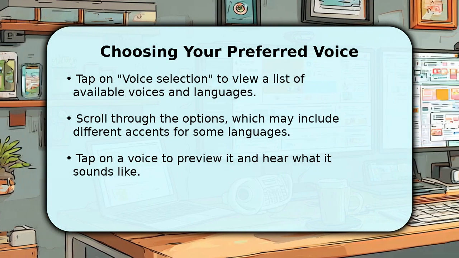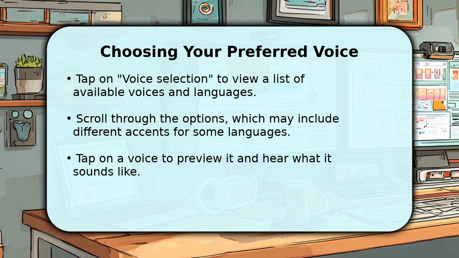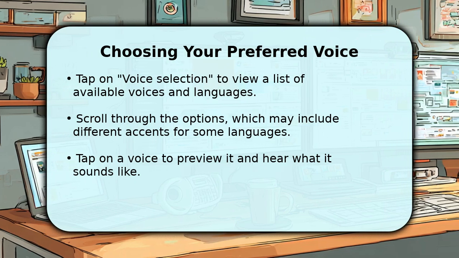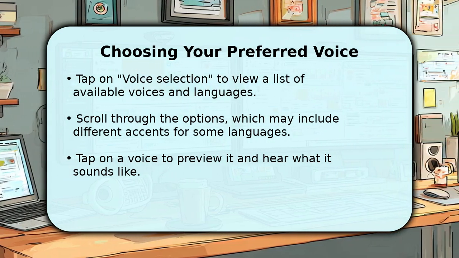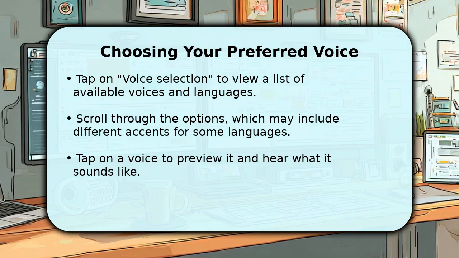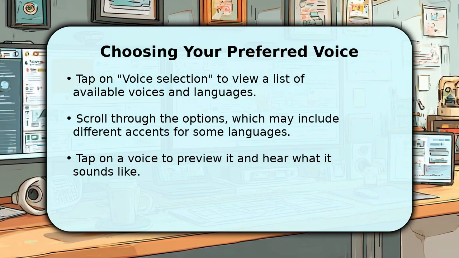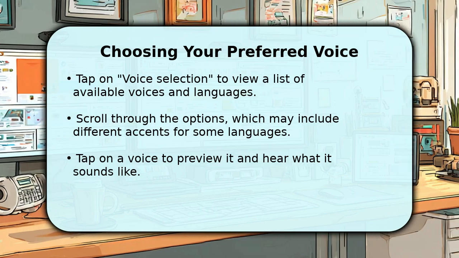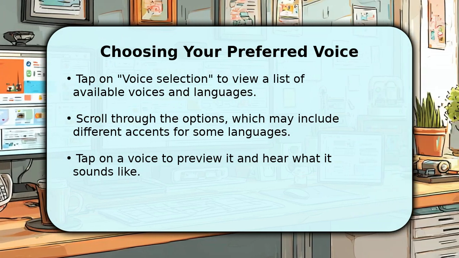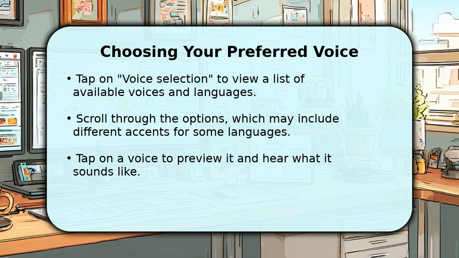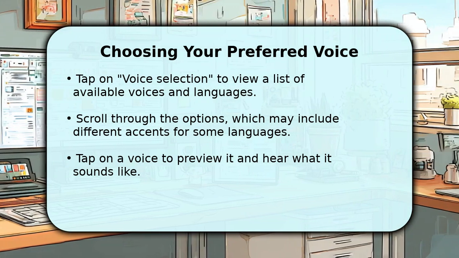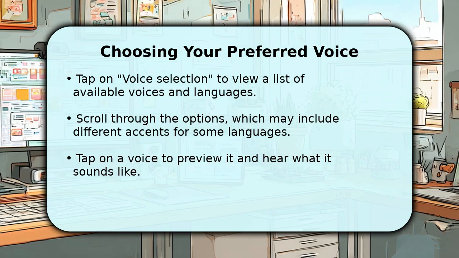Take your time to scroll through these options, as some languages might offer multiple accent choices, providing even more personalization. To preview a voice, simply tap on it, and Google Maps will play a short sample for you. Once you have found the perfect voice for your journeys, tap to select it, and the application will automatically implement your new voice for all future navigation directions. It is a quick and satisfying change.